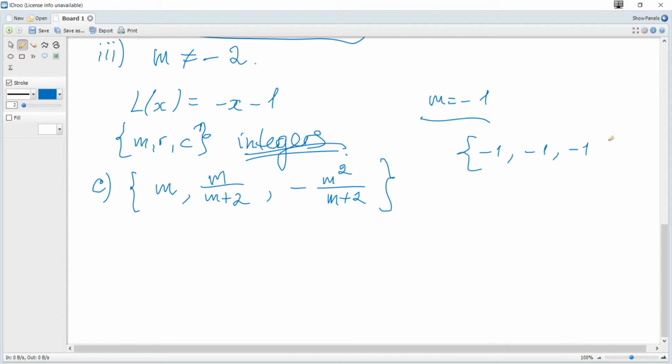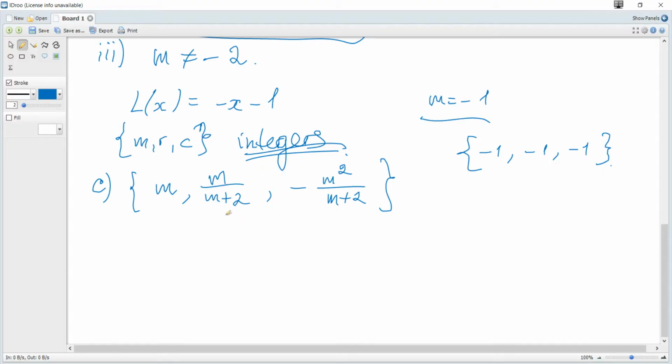And you may notice that if m is -1, then m plus 2 is 1 in the denominator, so the actual denominator disappears and the fraction disappears, and so it becomes an integer. But for what other value of m can we get the denominator to be not 1, because it's already used, but -1? Because if it were -1, it would be some integer over -1, and it also would be an integer.